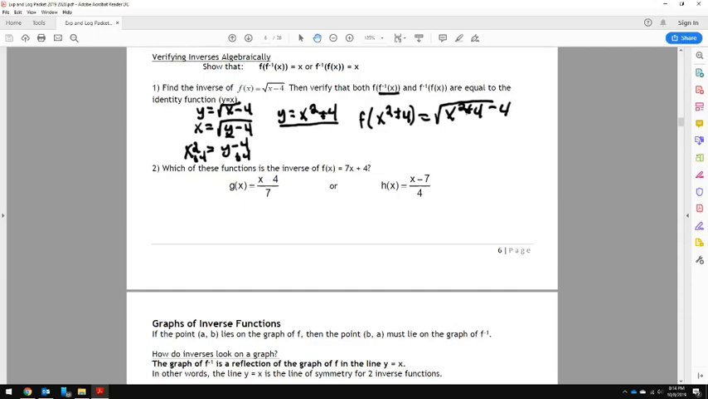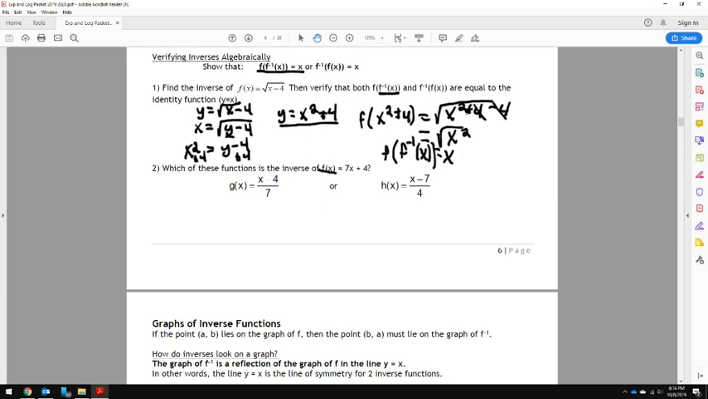So then we go ahead and simplify. Well, the 4's cancel out. You're left with the square root of x squared, which ends up being just x. And so as we saw before up here, if f of f inverse of x is equal to x, then they're inverses of each other. So that's proven there.